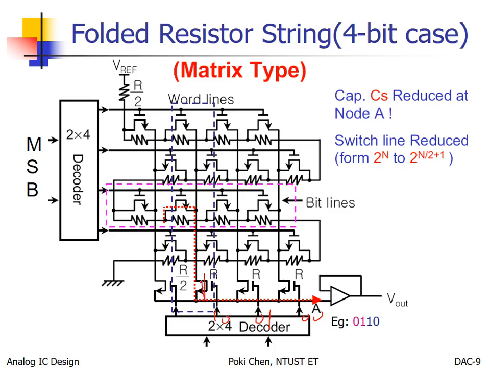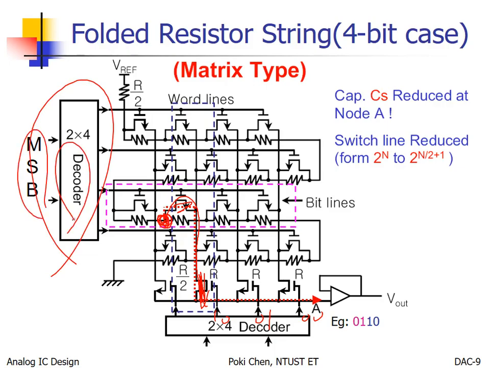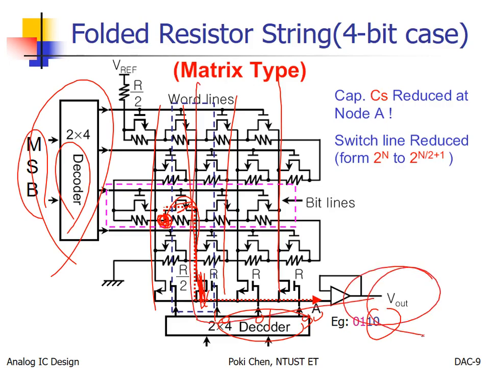So, this one will be turned on. That's it. And this one turns on, that one turns on. So you get the node voltage here. Again, the MSB decoder helps you select the correct row and connect all the node voltages of the correct row to the columns. And then the LSB decoder selects the correct column connected to the output. That's it.